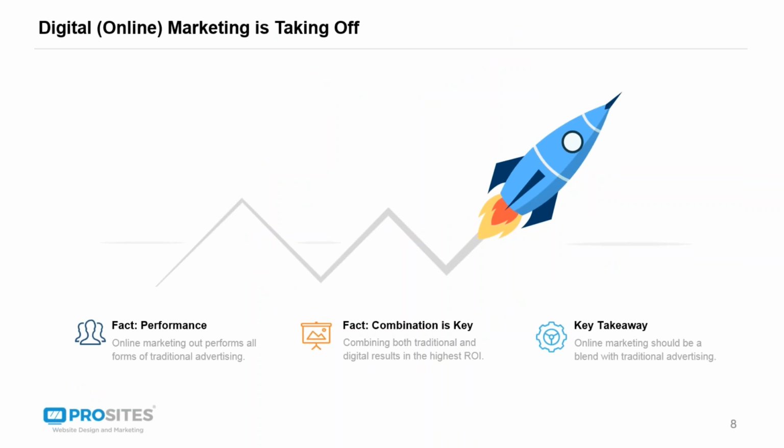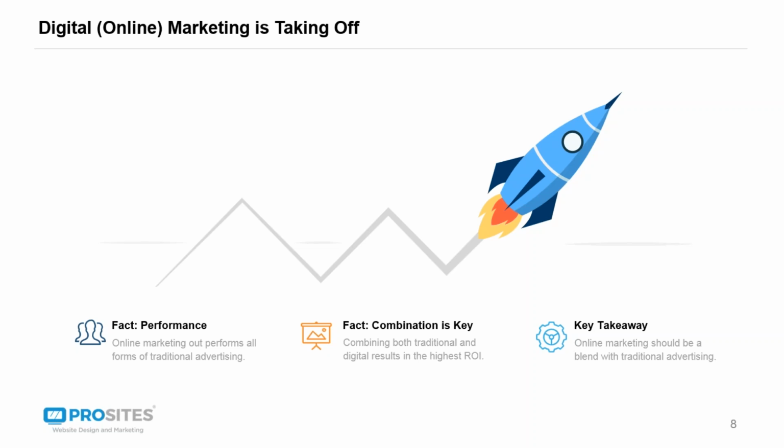taking off. There was a study done by Microsoft that talked about this, and there were a number of very interesting components. First of all, when they studied digital or online marketing compared to traditional offline marketing, they found two facts. Number one, online marketing outperforms all forms of traditional advertising. They found that digital marketing outperforms TV, print, radio, all of the traditional advertising methods. Number two, combining both traditional marketing and digital marketing results in the highest return on investment.